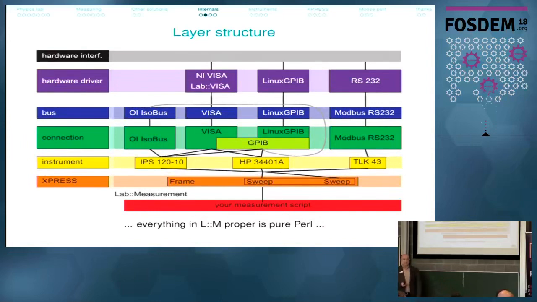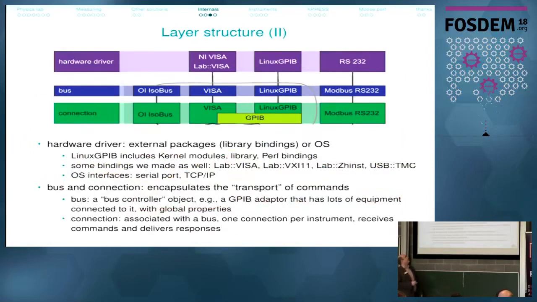Let's look at this in detail. So the upper part: we have these hardware drivers. As I mentioned, this is outside the actual distribution. Part of it is the operating system, for example, the serial port. Linux GPIB is a distribution of Linux kernel modules that comes with a library to do the communication and with bindings for many different languages, PHP, Python, but also Perl.